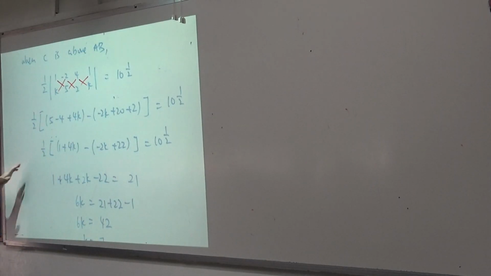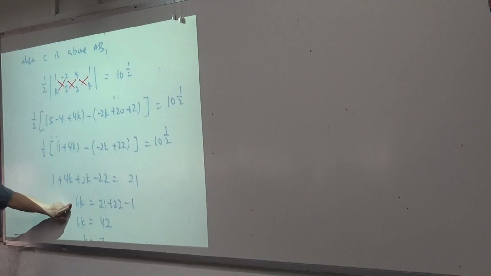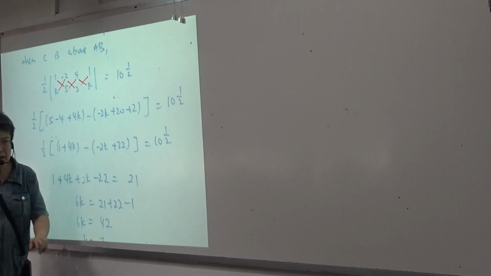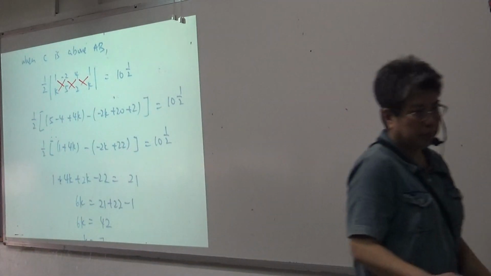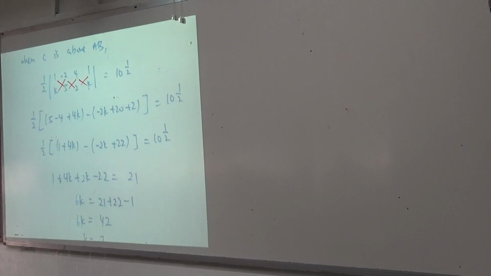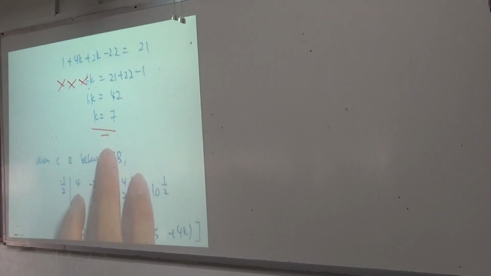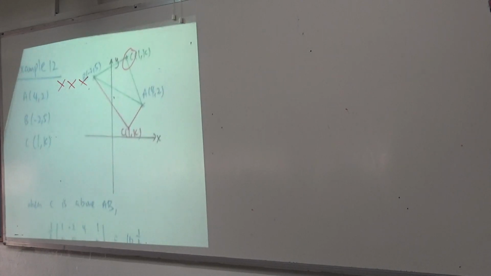Now I simplify, I get in terms of k. Can you see? Then I solve. K will be what? 7. This is case number 1. A lot of people will only consider one case. Okay, now let's look at the second case.